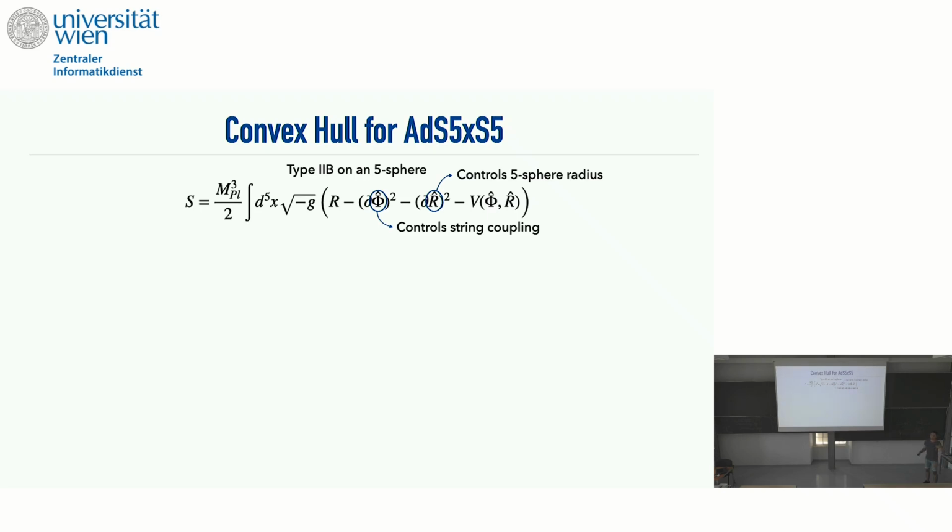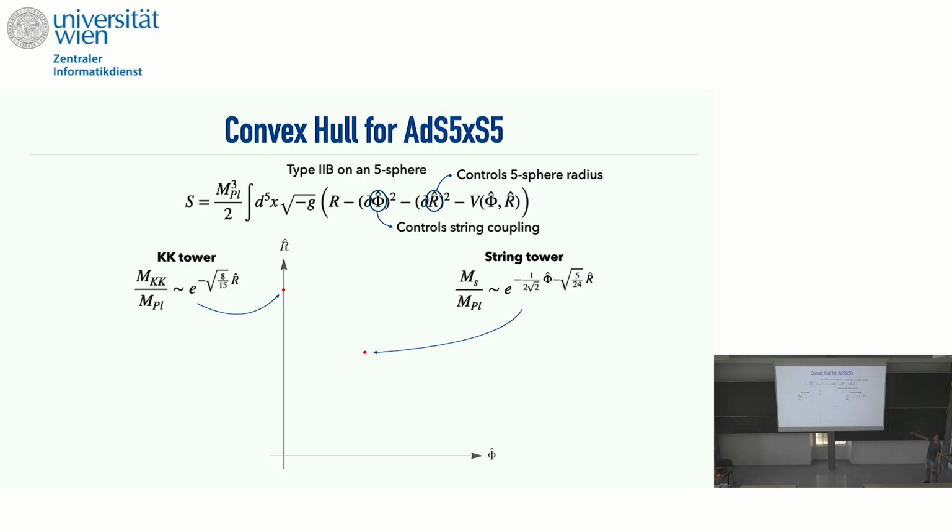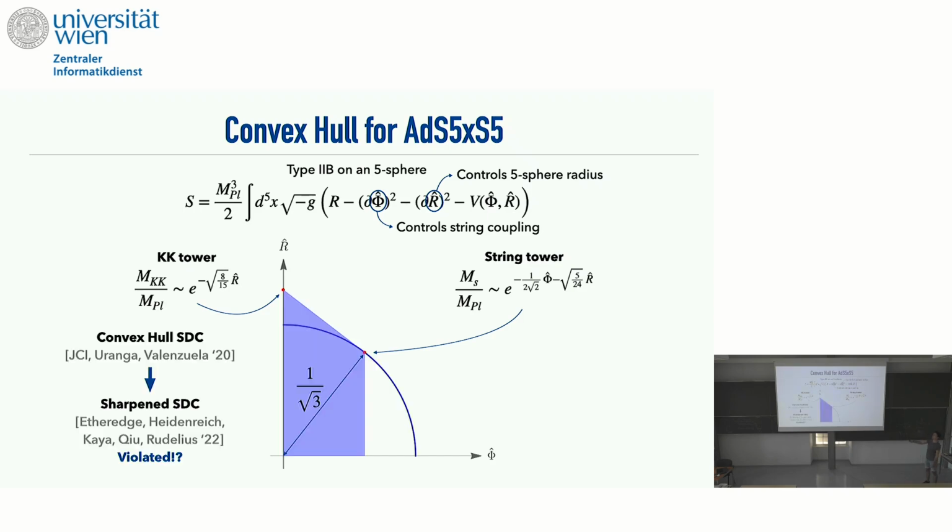Now I can go there, I can compute the mass scale of the towers. There are 2 of them, KK towers and string towers, and I can do the computation for each. Now what I'm going to do is take these values, put them in a vector, and plot them. Why? Because the distance conjecture being true is the statement of the convex hull of these points containing the ball of radius, some radius.